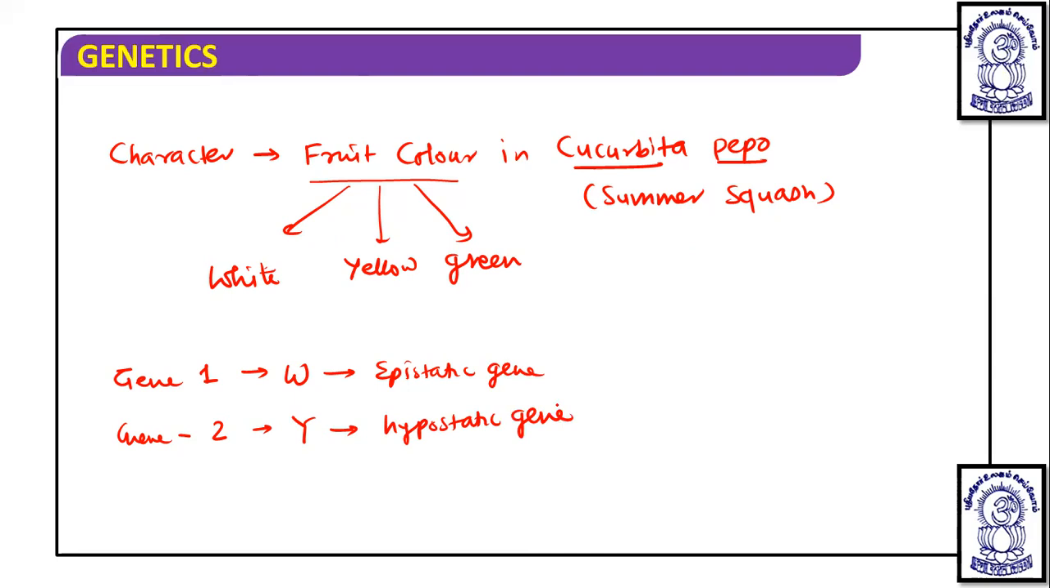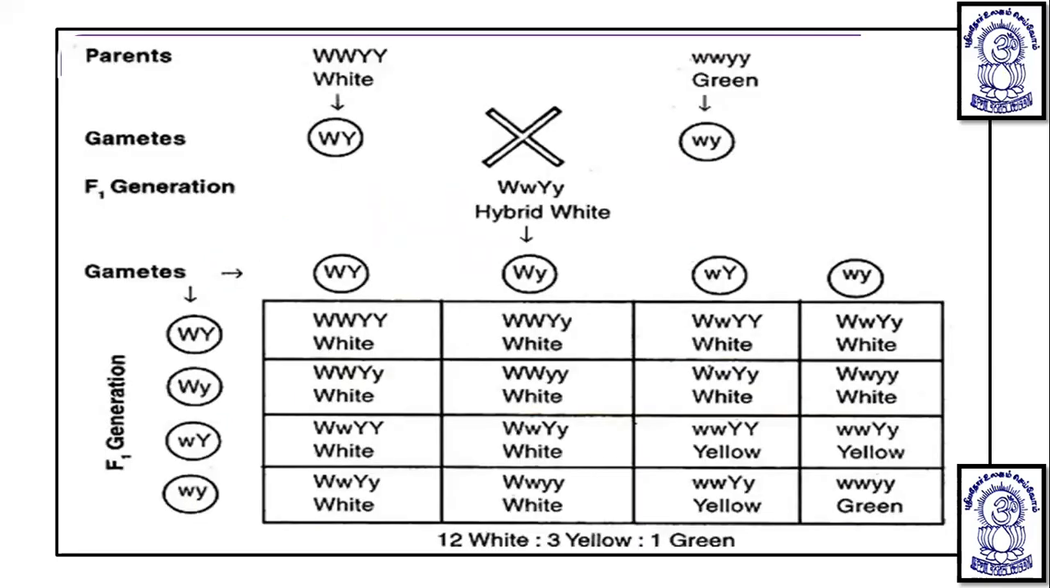So the W gene masks the effect of the Y gene. If you want to understand it, look here in the cross. Parents are taken, that is WW YY, because W is suppressing the effect of Y. Because of this, it is producing white fruit color. Then ww with small y means the W gene is in recessive form, so the Y gene is capable of expression. If it is capital Y, then it will produce yellow. But here it is small y, so it is going to produce the recessive trait of the Y gene, that is green. The gametes are WY and small w small y, and the hybrid produced is capital W small w, capital Y small y. Here also W masks the effect of capital Y.